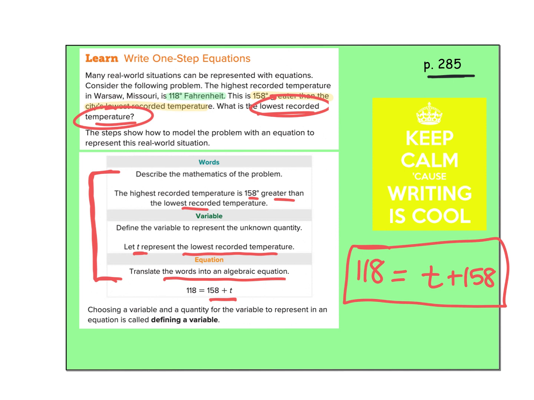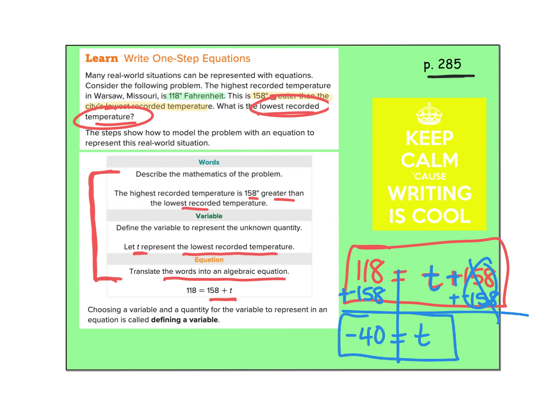Now we could also solve this because we have been solving this. So if I draw my line down through my equal sign, I want to get this T by itself. So I'm going to think, what's the opposite of adding 158? Well, I'm going to add in a negative 158 to both sides to keep it balanced. Over here I get 0, so I end up with T equals, and then if I take 158, take away 118, it looks like I have more negatives, so the answer is negative 40. So the lowest recorded temperature is negative 40.